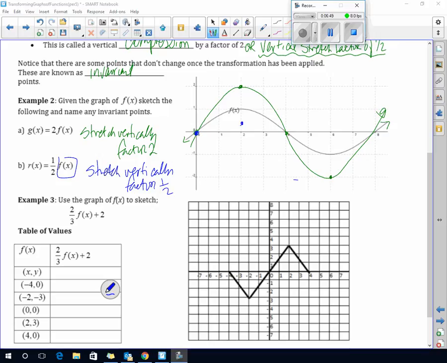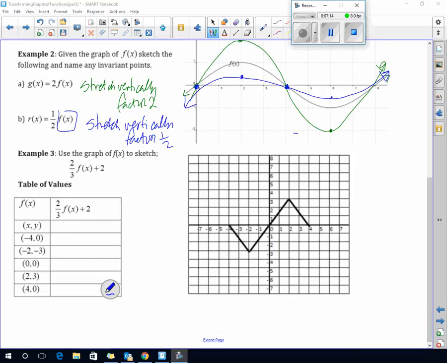And let's think about this for a second. If it was compressed vertically, it got squashed. Does that look like it got squashed? Yeah. Okay. So now I have a table of values. I say that loosely. It's not really a table of values. It's a chart. Okay, we have our mapping notation. Here's my (x, y). Here's the transformation, 2/3 f of x plus 2. So who can describe what happened here?